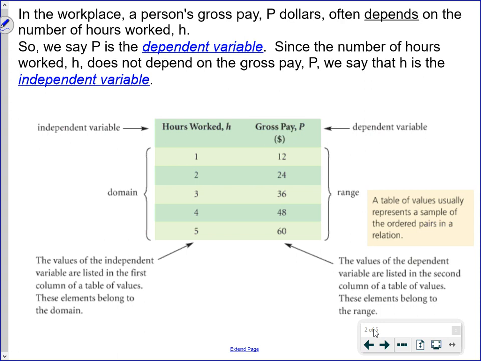And the number of hours worked would be the independent variable because it does not depend on anything. You get to choose, typically, how many hours you work in a day. So the independent variable, the variable that you get to choose, is always going to be in the X part of a table of values. And the dependent variable, something that depends on something else, will always go in the Y part of the table of values.